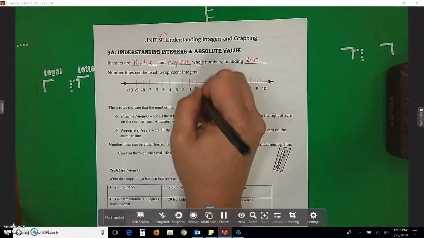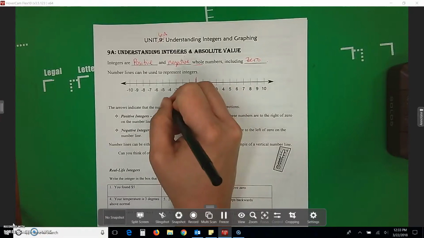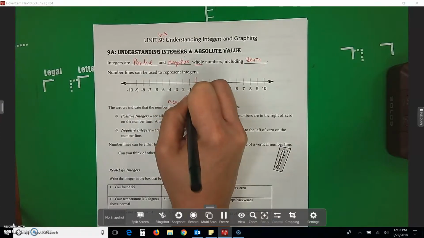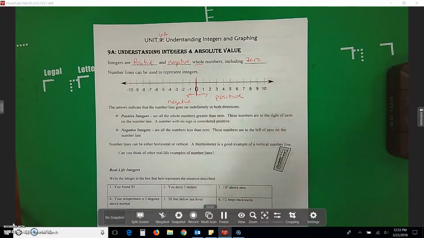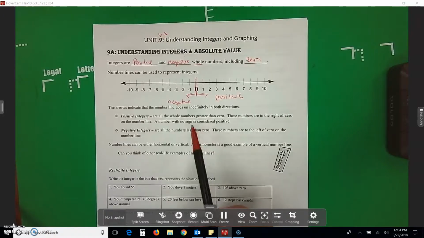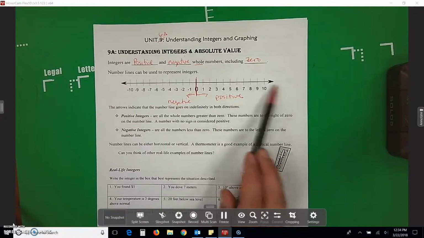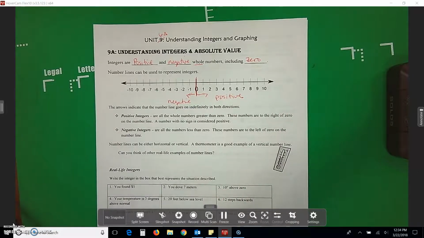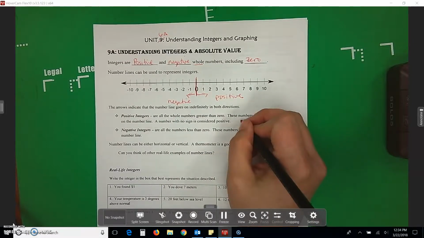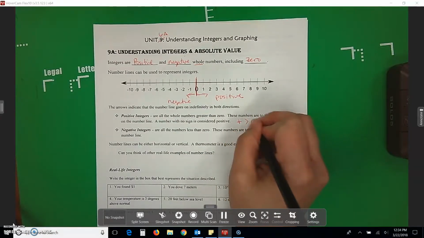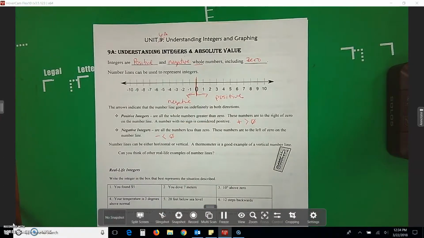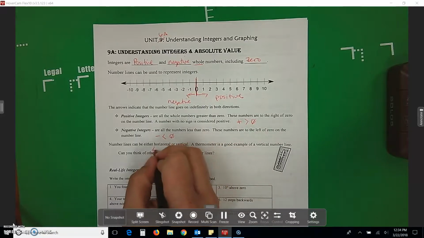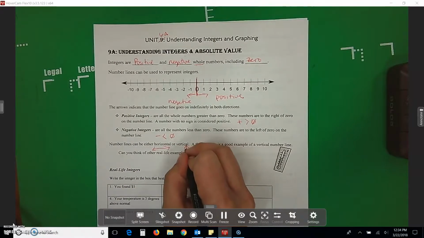Okay? Anything to the left of 0 is negative. Anything to the right is a positive number. Okay, and we started talking about that in class. So these arrows on the end indicate that it goes infinitely. So these numbers never stop. So positives, always greater than 0, and negatives are always less than 0. Okay? They can go horizontal, which means like this, or they can go vertical, like that.